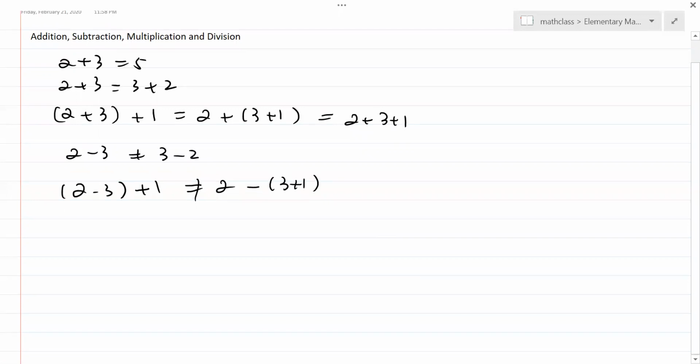And multiplication has a similar property. 2 times 3 is 3 times 2. But division, you know that 2 divided by 3 is not going to be 3 divided by 2. So those are the basic operations. We're already familiar with that. You memorize those rules, and you have to be careful when you do the computation.